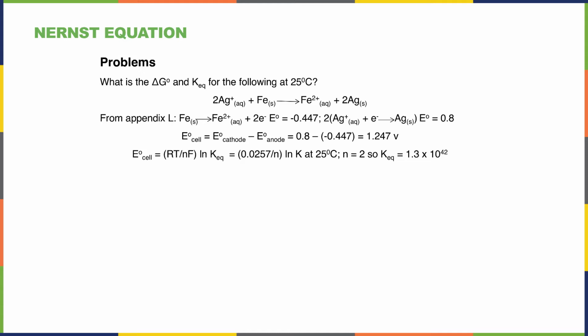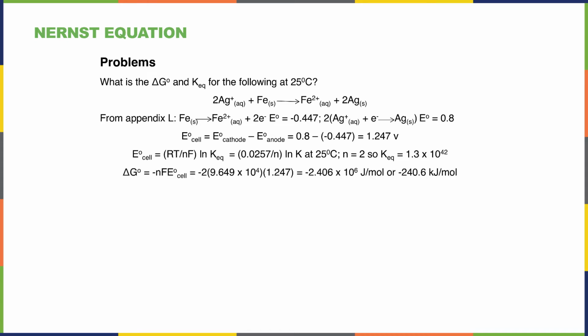So the first equation is what I put right here, is that E0 of the cell is equal to RT over NF times the natural log of the equilibrium constant. At 25 degrees, RT over F simplifies to 0.0257 divided by N. N is equal to 2 because you're transferring 2 electrons with this equation. So if you put 2 in there, that means that 1.247, which is the cell voltage, is equal to 0.0257 over 2 times the natural log of K. So the natural log of K will be 2 times this voltage divided by 0.0257. If you do the math, you find out that the equilibrium constant is 1.3 times 10 to the 42.